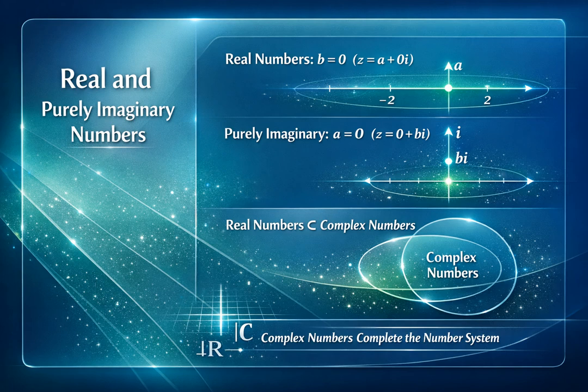Real numbers are complex numbers with zero imaginary part. They're of the form a plus 0i. Purely imaginary numbers have zero real part. They're of the form 0 plus bi. Real numbers are a subset of complex numbers. Complex numbers complete our number system, allowing us to solve any polynomial equation.